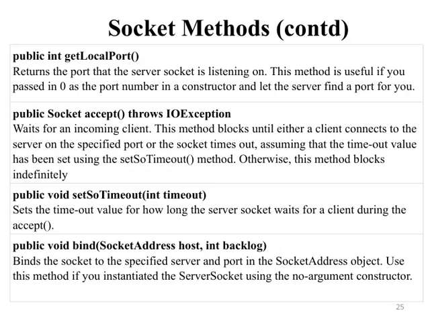Now let's take a closer look at some key socket methods. First up, getLocalPort. This method simply returns the port number that the server socket is listening on. It's particularly handy if you set the port to 0 in the constructor, which allows the server to choose an available port for you. Next, we have the accept method.